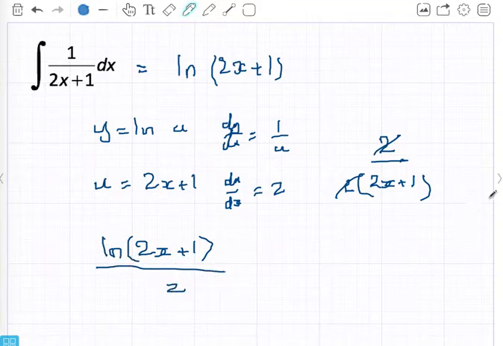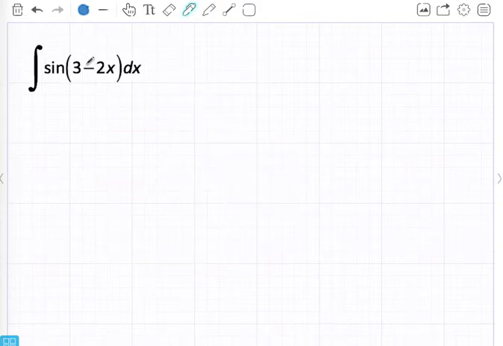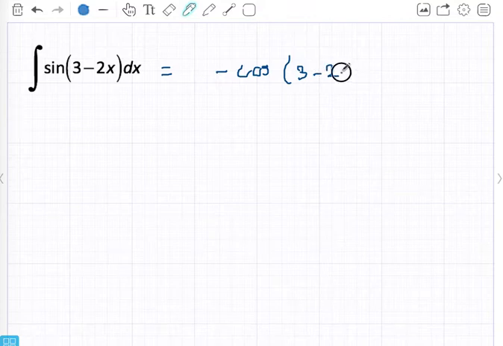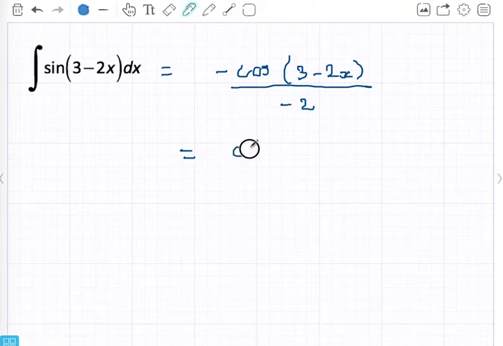And now for the next one, I'm going to do it straight away. The pattern basically is we're differentiating what's inside the bracket here. So when I differentiate this, I get minus 2. So what I want to do here is sine goes to negative cos, and think about what's inside the bracket, minus 2. So my actual answer, and again you can check this yourself, but I don't want to make the video too long.